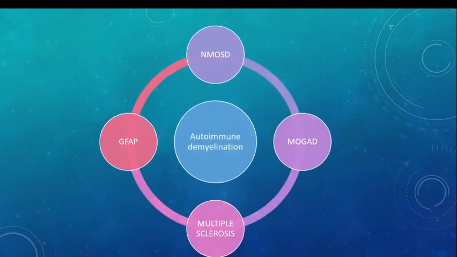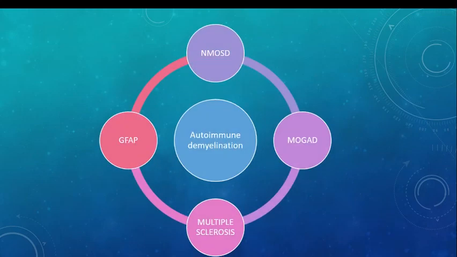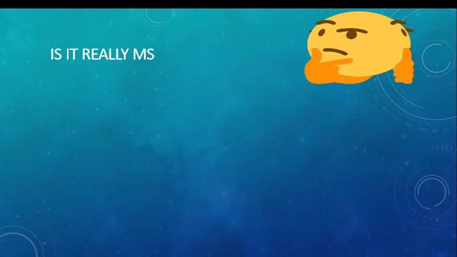Now, when we think of autoimmune demyelination, the only entity which comes to our mind is multiple sclerosis. But with the new advancements, new entities have come into the picture. These are NMOSD, MOG disease, MOGAD, and the last one is GFAP astrocytopathy. Now we know that myelin is concentrated in the optic nerves, brain and the spinal cord. So mostly the patients with demyelination present with features like optic neuritis, myelitis or cognitive dysfunction.